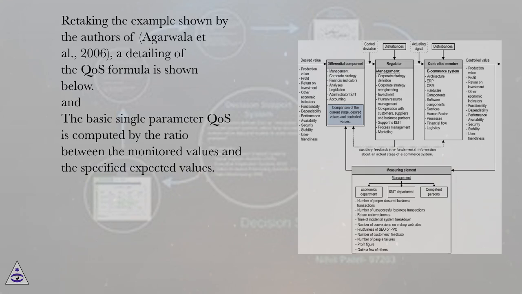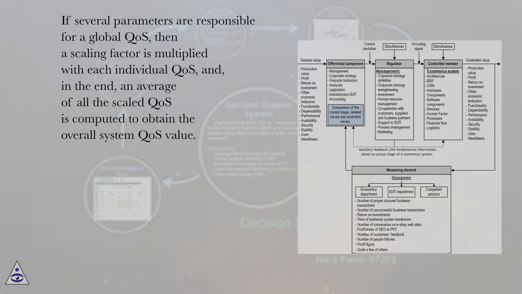Retaking the example shown by the authors of Agarwala et al., 2006, a detailing of the COES formula is shown below. The basic single parameter COES is computed by the ratio between the monitored values and the specified expected values. If several parameters are responsible for a global COES, then a scaling factor is multiplied with each individual COES, and, in the end, an average of all the scaled COES is computed to obtain the overall system COES value.